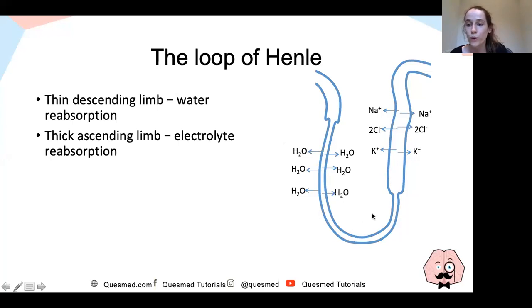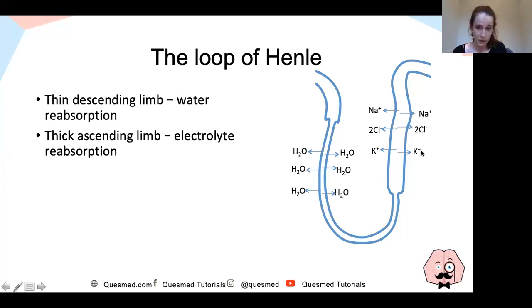And then moving across to the thick ascending limb, it is completely impermeable to water, so water can't move from the nephron into the bloodstream at this area, but there is an active transport pump, the sodium, potassium, 2-chloride pump, which pumps out those ions in that order. Because we've got a positively charged sodium and a positively charged potassium, the 2 chlorides accompany that so that we get a net neutral pumping effect, and they move out.